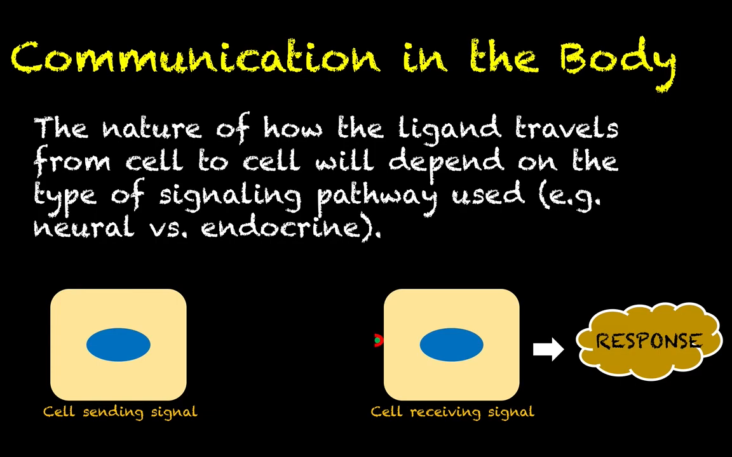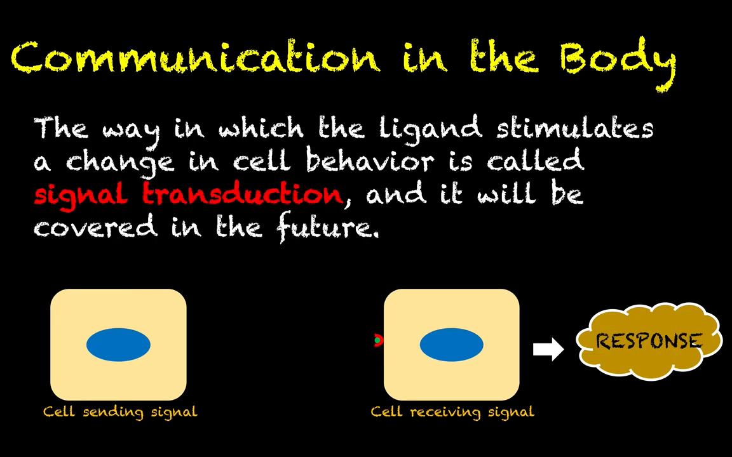Now, when we talk about different modes of signaling, it's the nature of how the ligand travels from cell to cell in the body that's going to determine what type of signaling pathway we're using. For example, the way in which a neurotransmitter hits its target cells is going to be very different from how a hormone hits its target cells, neural versus endocrine in that regard.